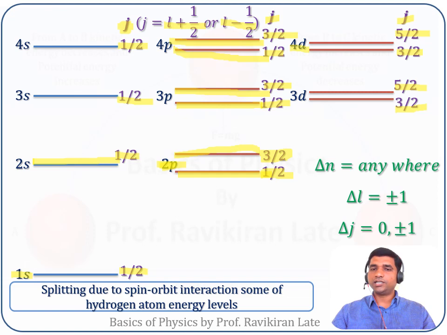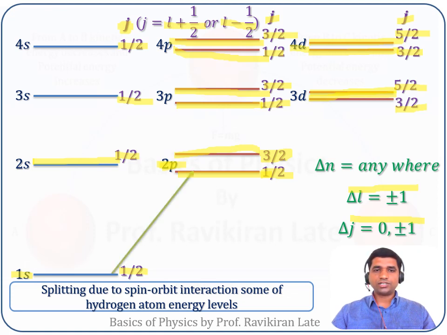Similarly, the D energy levels will be split into 3d 3/2 and 3d 5/2. Similarly, 4d 3/2 and 4d 5/2. Now, what are the different transitions that will be possible in this case? By considering the selection rules that delta L can take value plus or minus 1 and delta J can take a value 0 or plus or minus 1.